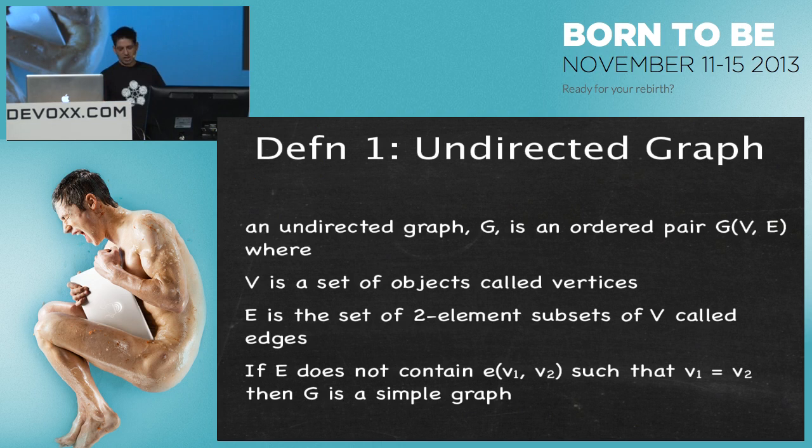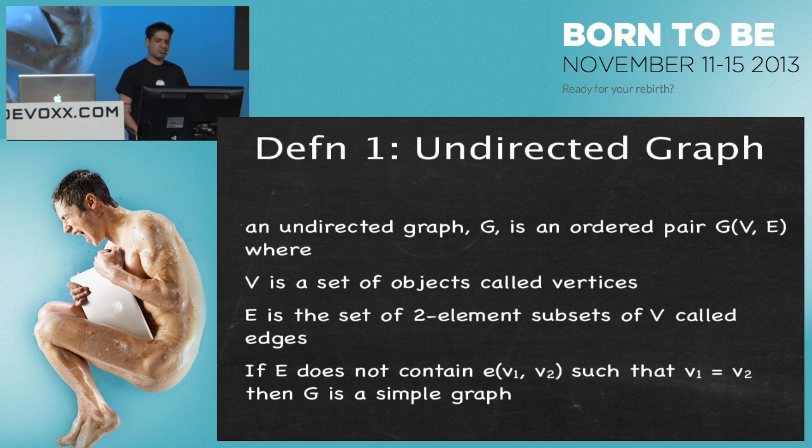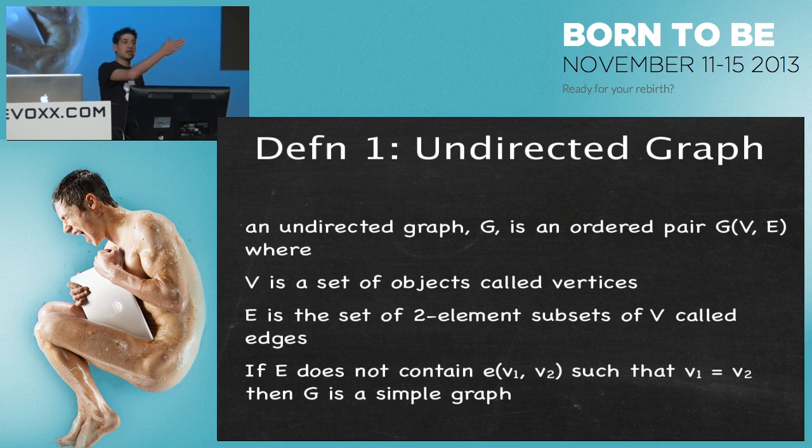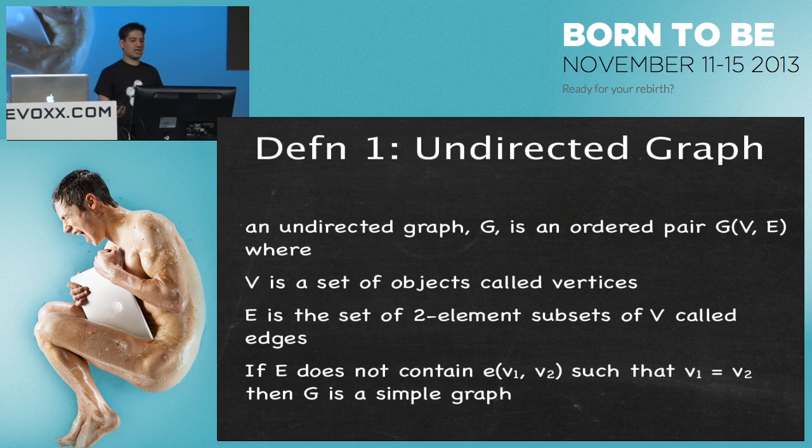An undirected graph, G, is this pair, V and E, vertices and edges. Edges are basically another pair which have the start and the end in them. In an undirected graph, because this is a set, there are no duplicate edges, and there is no direction to the edges either. And this final one: if E does not contain an edge (V1, V2) such that V1 equals V2, then G is a simple graph. Basically, that means if there is no loop that starts and ends on the same node, we call it a simple graph.